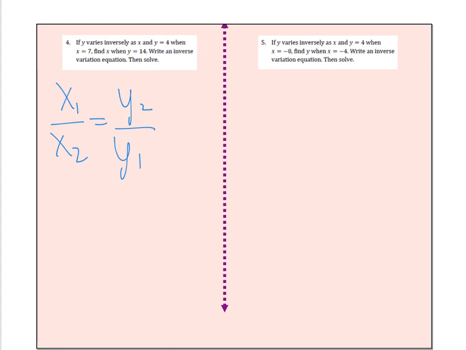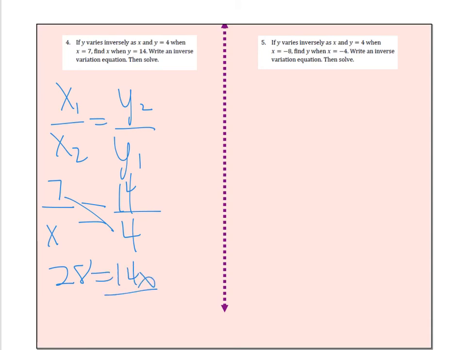Find x when y equals 14. Okay, so my very first y was 4 and my very first x was 7. So figure out what x is when y equals 14. So this is kind of my setup. 7 times 4 is 28 equals 14x, using cross products now. So divide by 14, x equals 2. There's my answer.